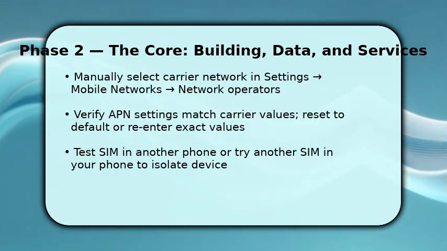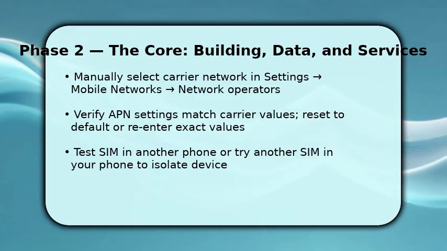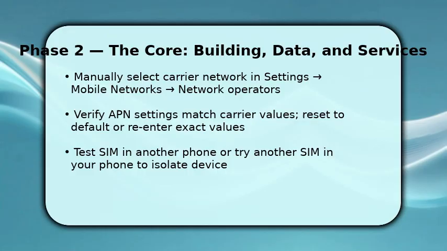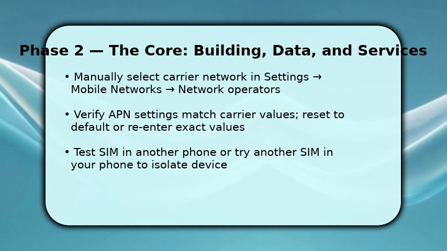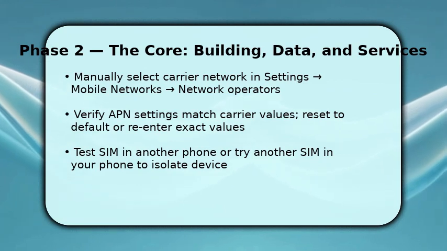To isolate hardware or SIM issues, insert your SIM into another phone or try a known working SIM in your phone. If the other device connects, the problem is your handset. Otherwise, finally, make software and carrier fixes.